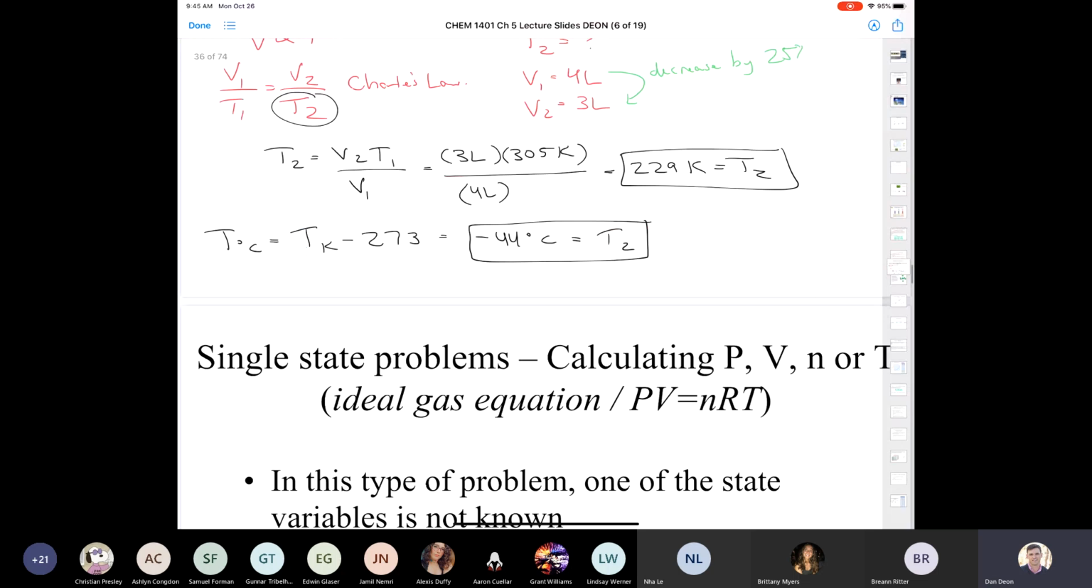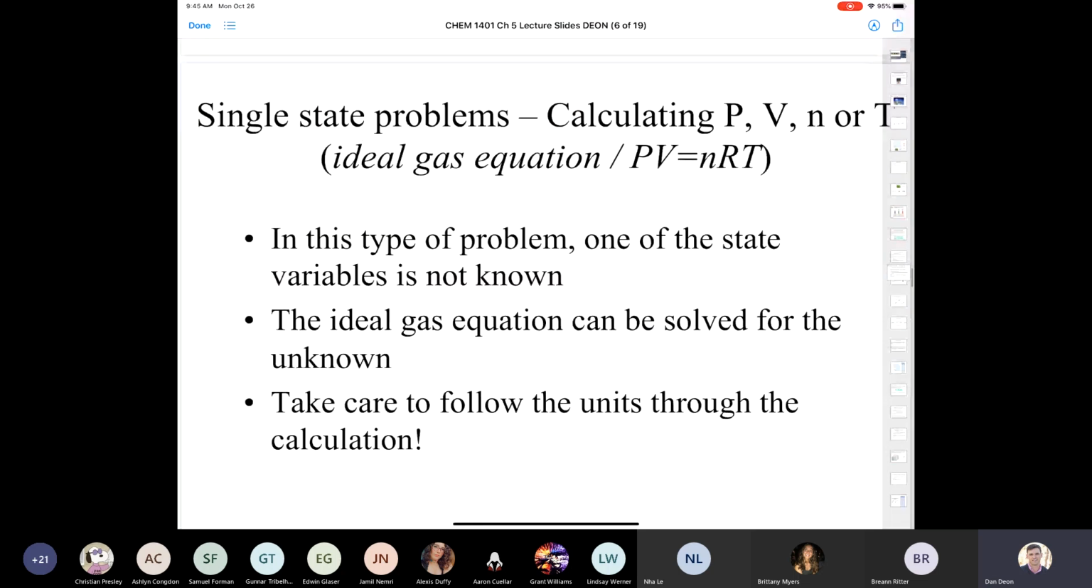Let's look at a single state problem. We looked at a couple of these last class, but hey, practice makes perfect. Calculating pressure, volume, number of moles, or temperature using the ideal gas equation. In case I haven't explicitly said it, you have to memorize this equation. You're never going to walk into any kind of exam on chemistry, I don't care if it's the MCAT or a DAT or a PCAT, anything, they're always going to expect that you have pressure times volume is equal to nRT memorized.